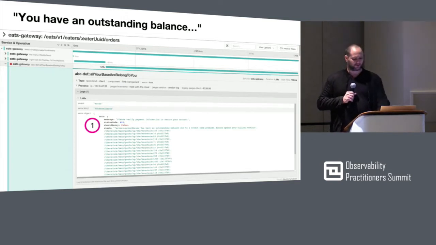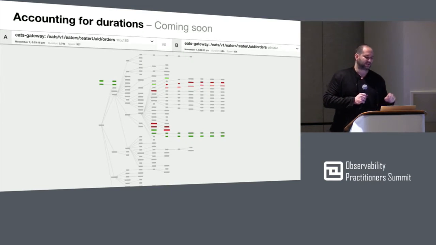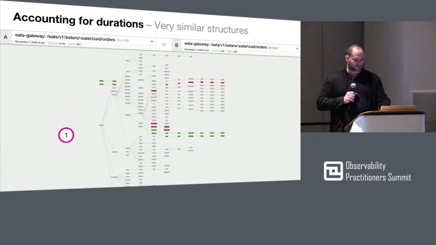Okay, there's another way to compare 2 traces that we've experimented with, and this is to account for trace durations. Here, if we look at this unified diff, we have a lot of gray nodes. There's some green and some red, but for the most part, these are very similar. And these have a similar number of spans, around 500 in A, 526 in B. So that's similar.